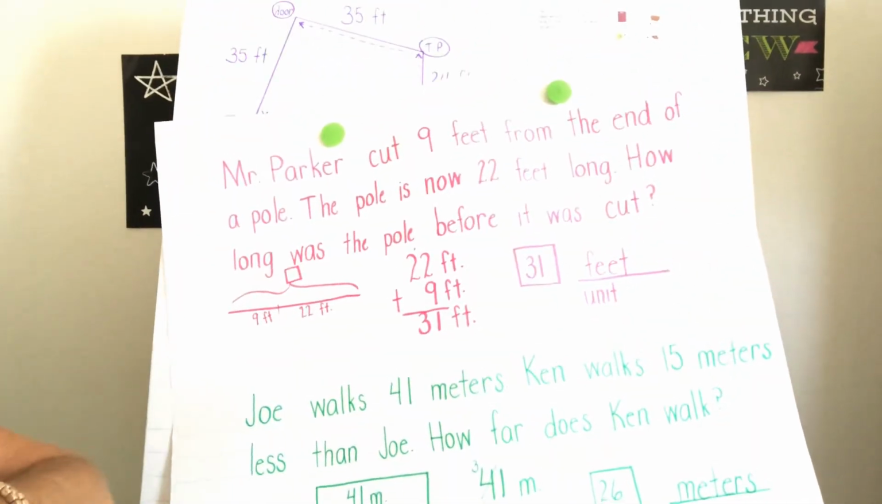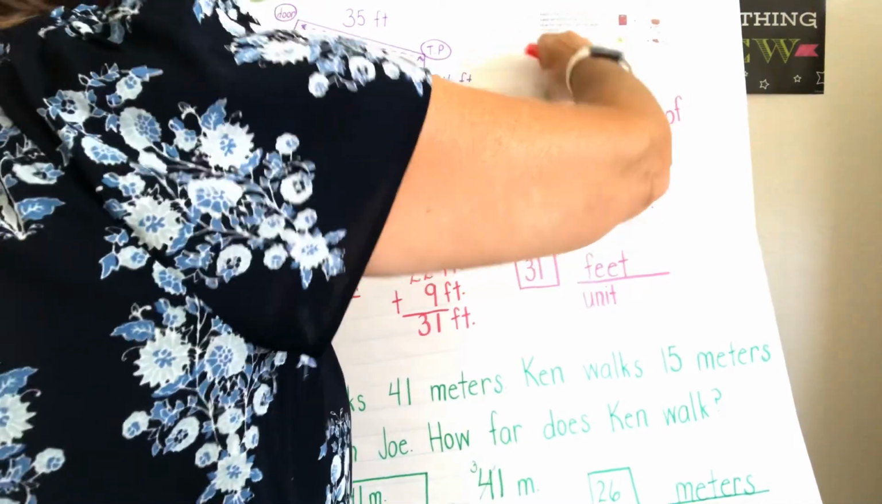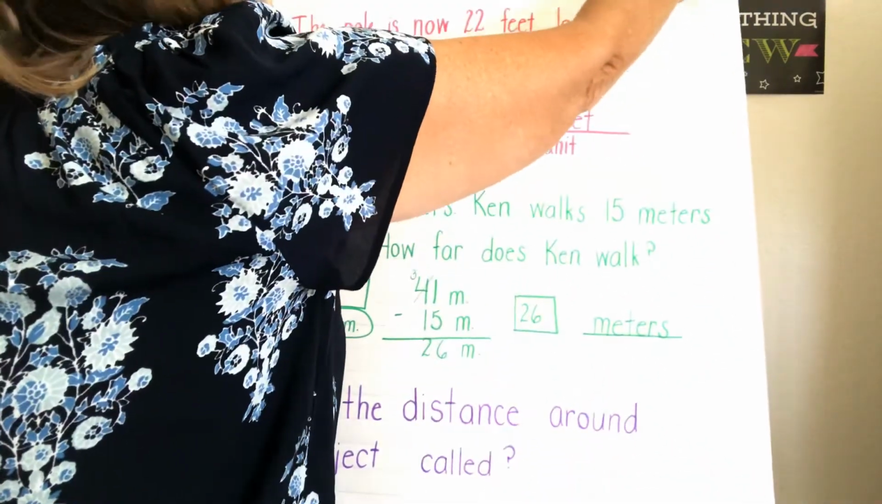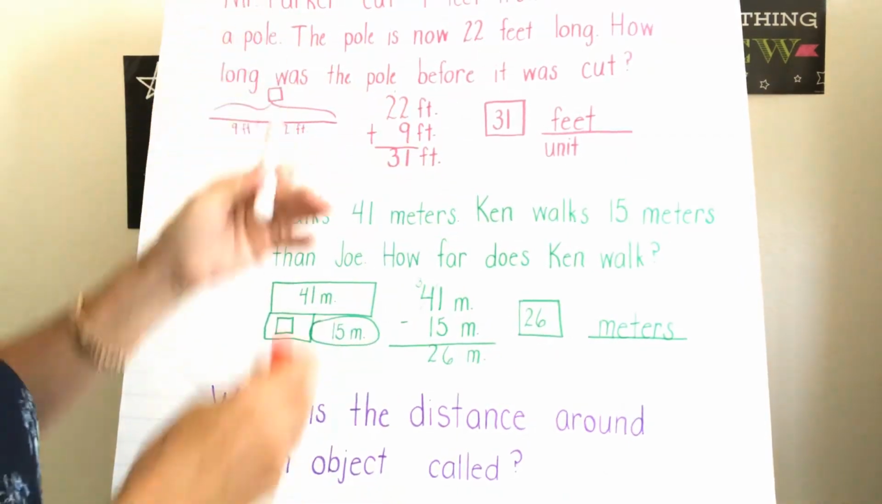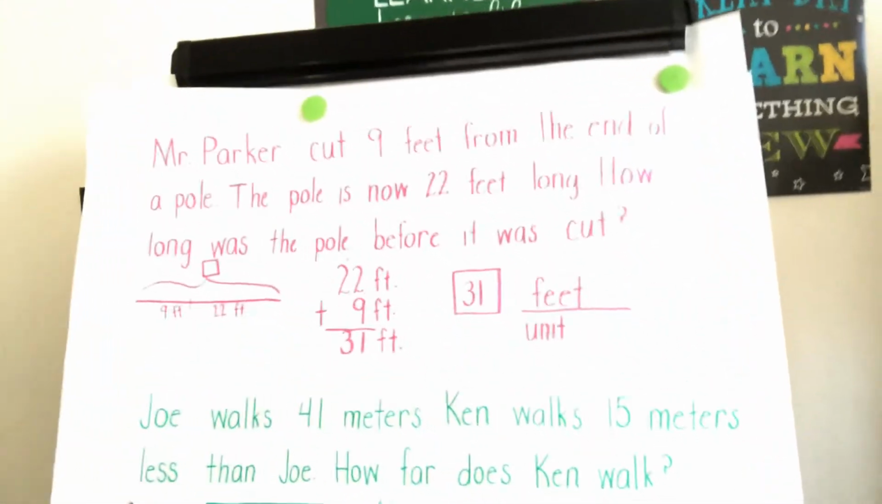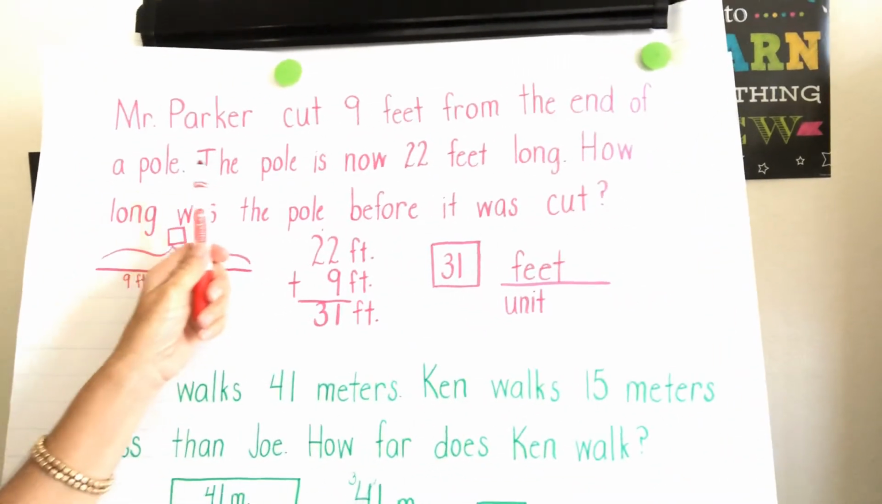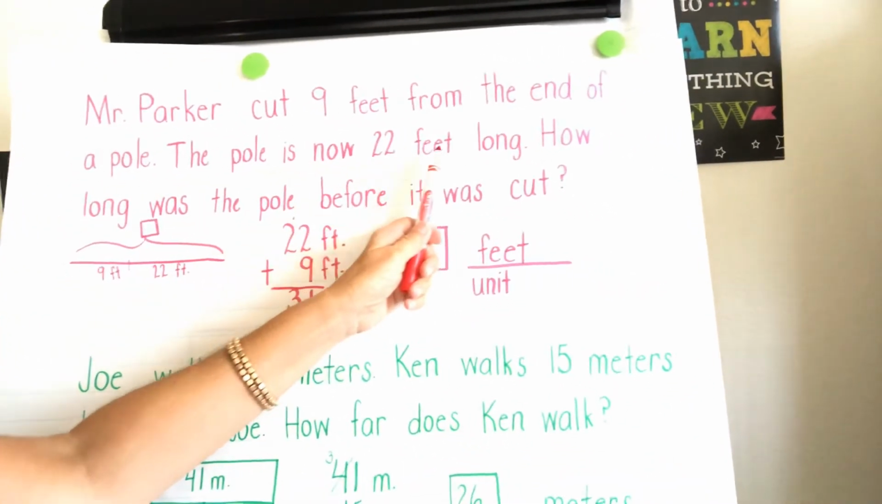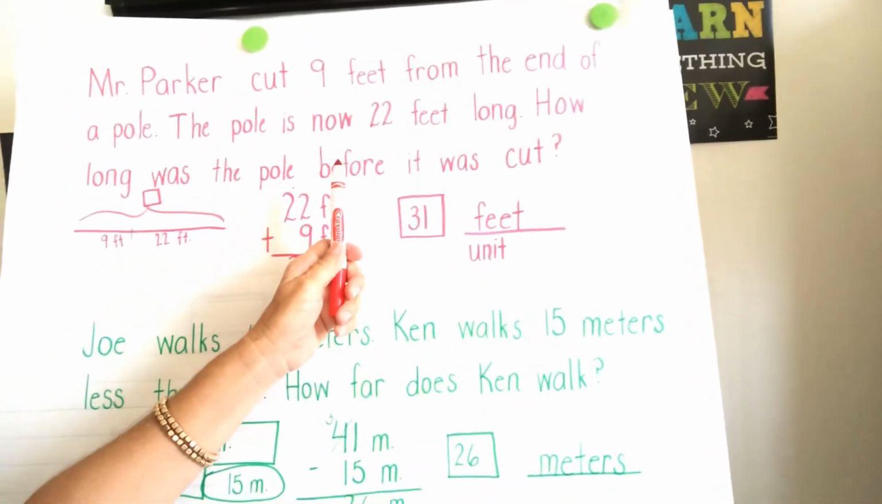Whoops, I accidentally brought down this chart as well. Got 4 of them up here, so I'm going to try to keep them in order. Okay, so this one says Mr. Parker cut 9 feet from the end of a pole. The pole is now 22 feet long. How long was the pole before it was cut?